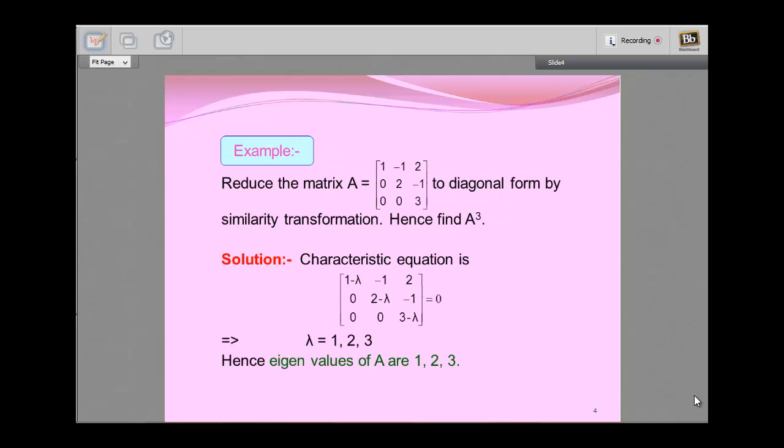So let's take an example. After that, we will come to our main topic, today's topic, that is orthogonal reduction. This example is for the orthogonality. It says that there is a 3 by 3 matrix to be reduced to diagonal form by similarity transformation. Hence, find A3.